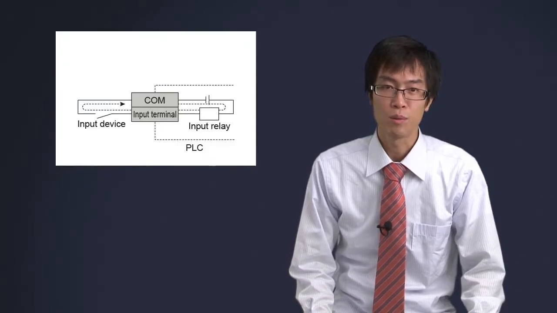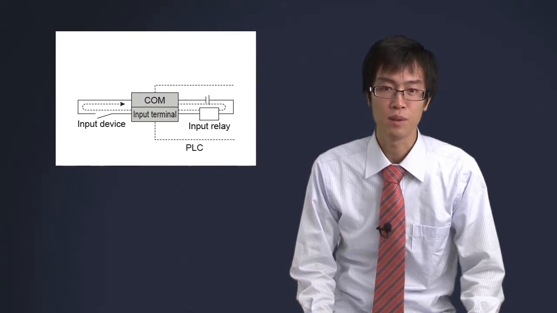An input device works when it is connected between an input terminal and its COM terminal. When the input device outputs a signal, an internal input relay transfers the signal into the PLC.